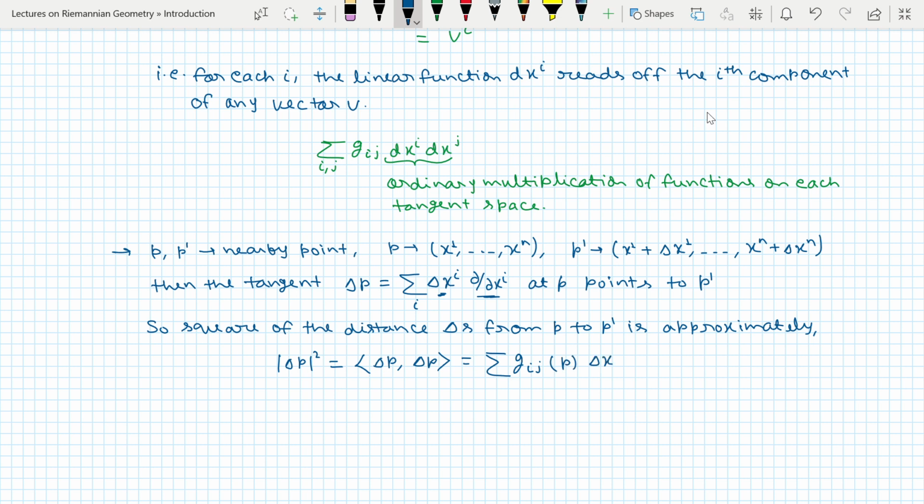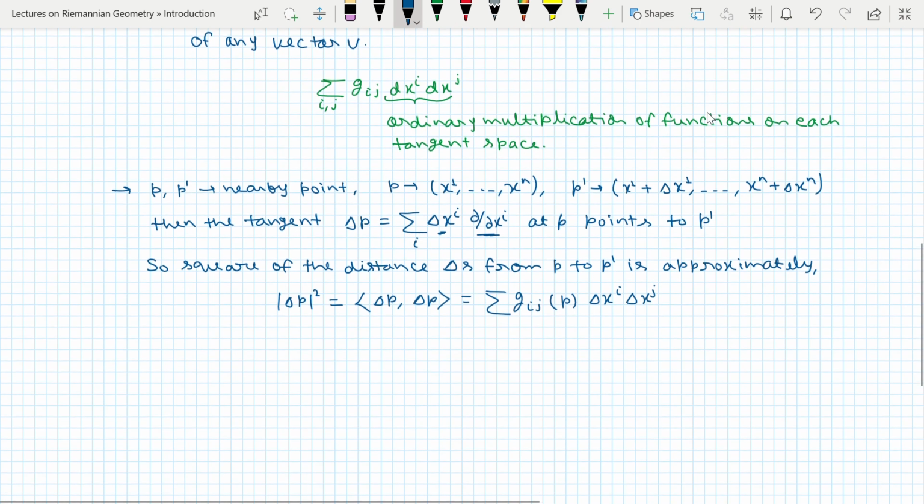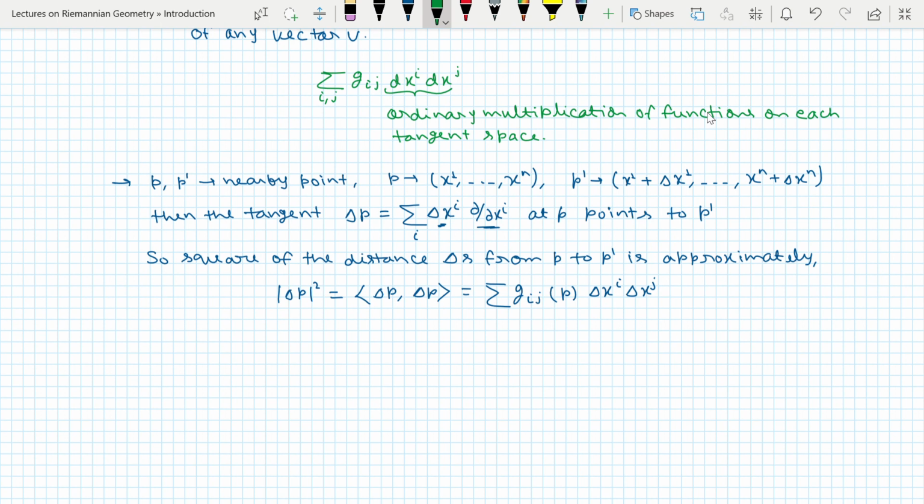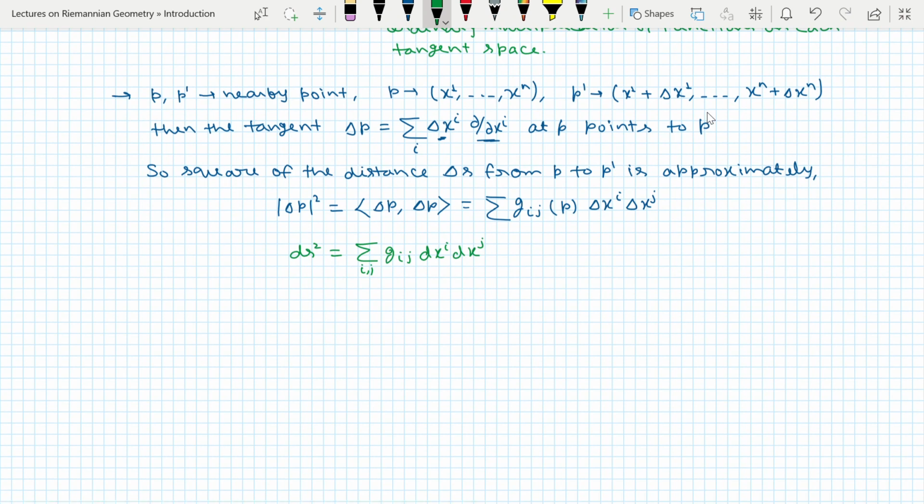Okay, delta xi and delta xj, and this is from where we get this different notation, the line element kind of notation: ds squared equals summation ij gij dxi dxj. For all calculation purposes this is the best expression that we have, and it is easy to do all the calculation. So now I hope you understand this different expression for the Riemannian metric in terms of line element.